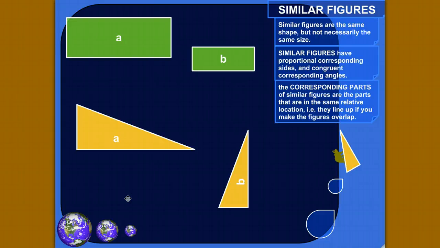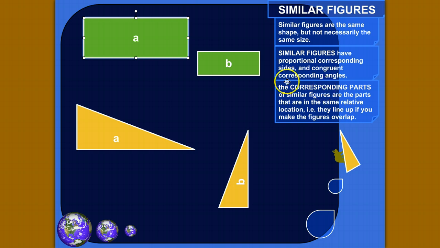So similar figures are figures or shapes that have the same shape, but not necessarily the same size. And why that's true is because they have proportional corresponding sides and congruent corresponding angles. So when we're talking about these corresponding parts, corresponding sides or corresponding angles, what are we actually talking about? The way I straightforwardly describe it is, the corresponding parts are the parts that are in the same relative location, or they line up if you make the figures overlap.